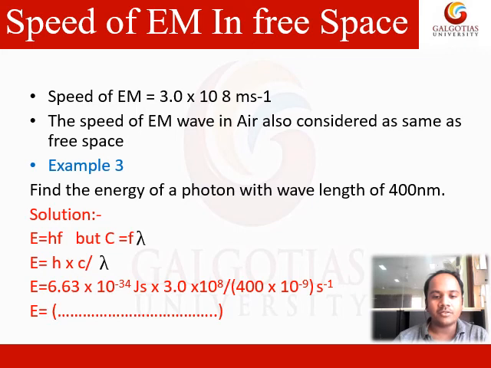We have 3.0 into 10 to the power of 8 divided by the wavelength, as the question is given with the wavelength of light, so we have 400 nanometers. 400 into 10 to the power of minus 9, because it is given in nanometers, we have to take it as 10 to the power of minus 9. So by using this formula you can calculate the energy of light. If the question is given with 500 nanometers or 600 nanometers, you can calculate by using this formula.